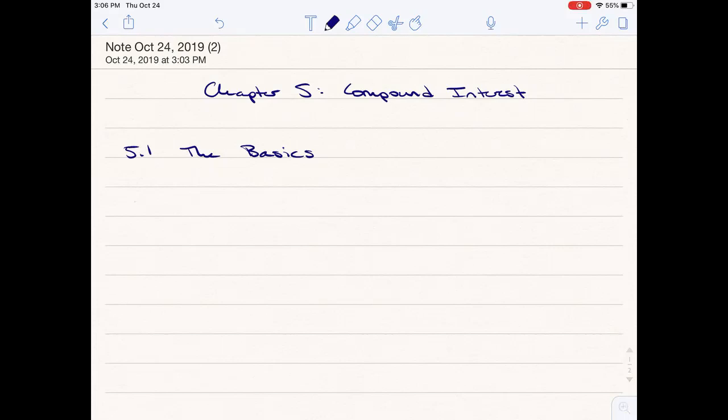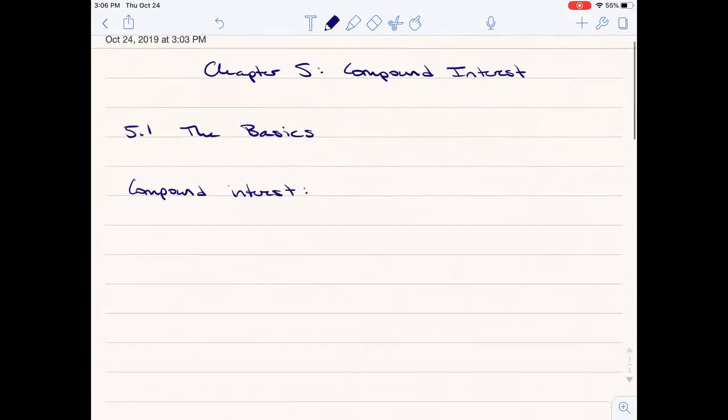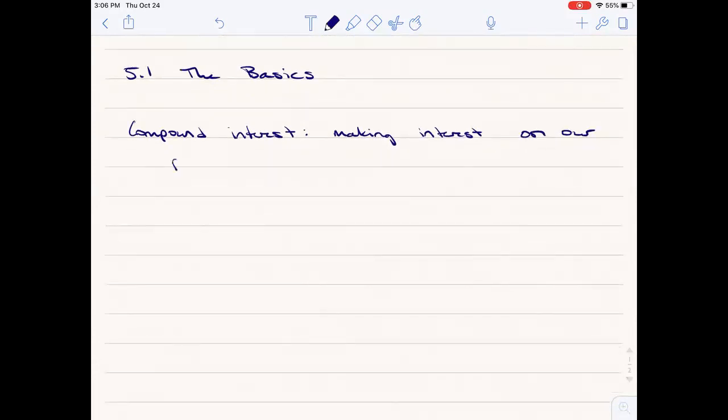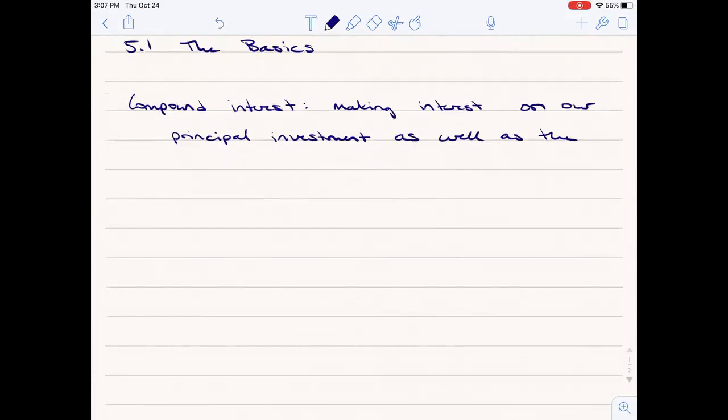So compound interest is when we're making interest on our principal investment as well as the interest earned until that point.